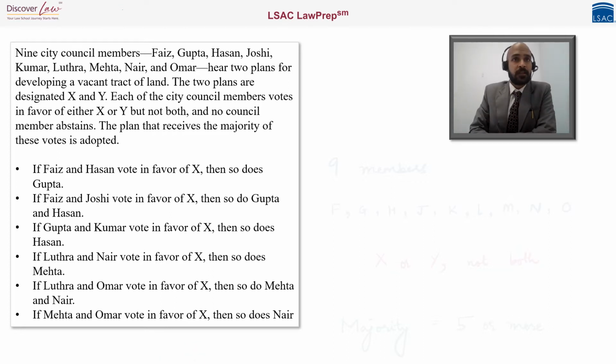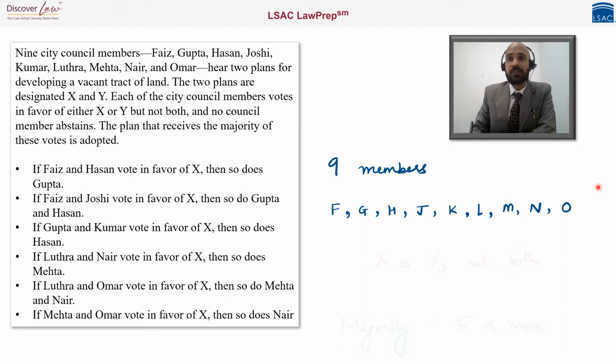Right then, the passage reads that there are 9 city council members F, G, H, J, K, L, M, N, and O. Like always, don't focus so much on the names, it's sufficient to have just the first alphabet. Here are 2 plans for developing a vacant tract of land. The 2 plans are designated X and Y. So you have 2 plans, okay?